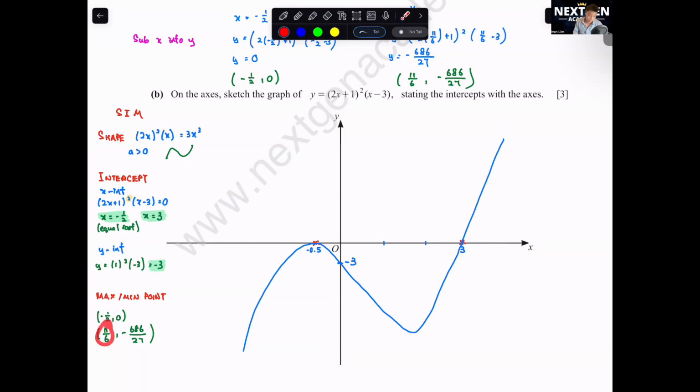So you just double check this. What I did just now, if I type in the calculator, what's 11/6? 11/6 is about 1.83. Looks like it, right? 1.83, then -686/27.